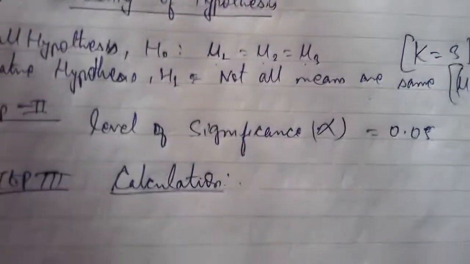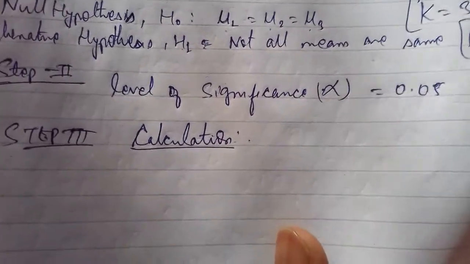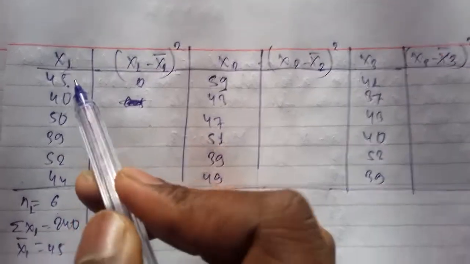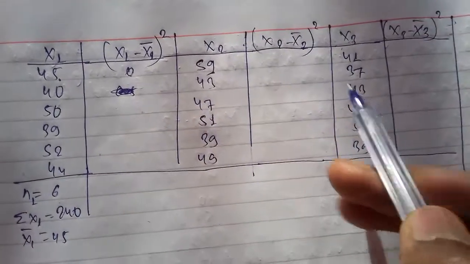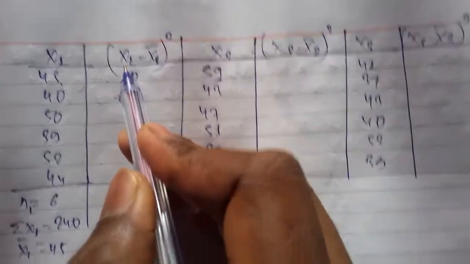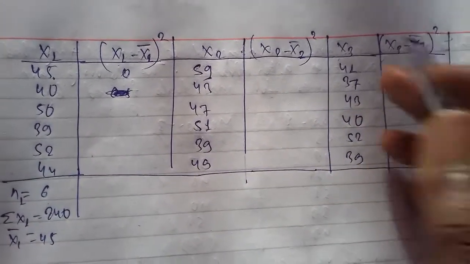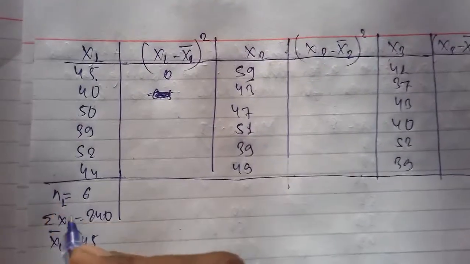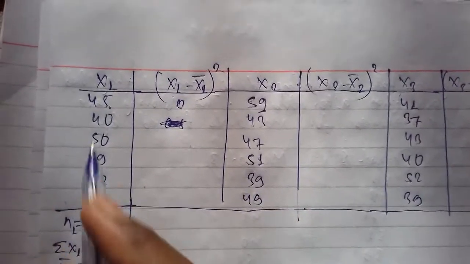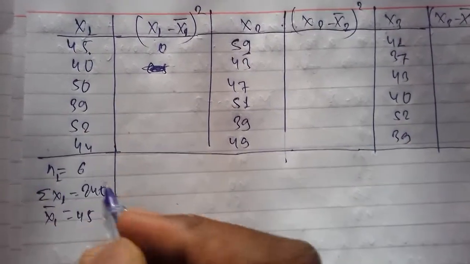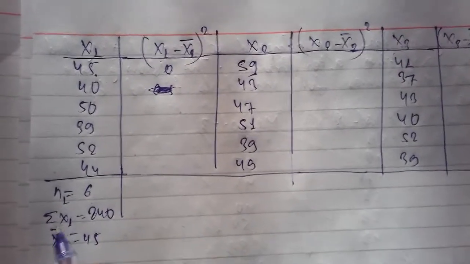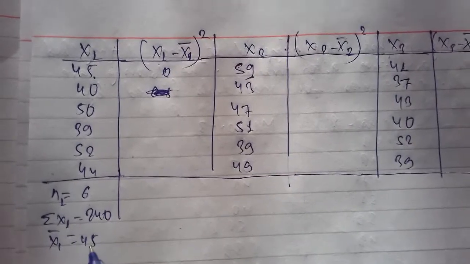in the question. Now step 3, calculation. In calculation we have a separate table. In this table we put the data from the given data as x1, x2, x3, and we have to do some calculations, that is, (x1 minus x1 bar) whole squared, (x2 minus x2 bar) whole squared, and (x3 minus x3 bar) whole squared. This is our table. Here n1 equals 6, the summation of x1, this whole 6 data, is 240, and x1 bar, that is summation of x1 divided by n1, equals 45.